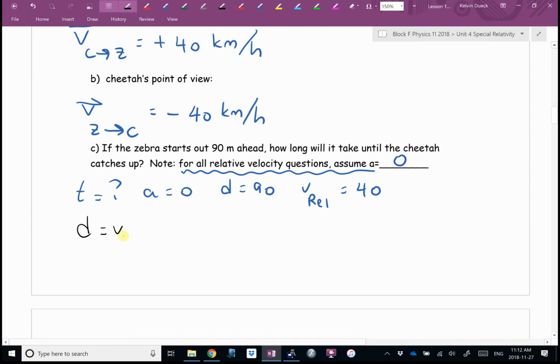Okay, so you ready? We're going to modify it just slightly. So it starts out like this, but what's your acceleration in all relative velocity questions? So that whole thing vanishes. And if you're not speeding up or slowing down, your v initial is your v final, is your v relative. In other words, here's the modified version that we're going to be using for this unit. d equals relative speed times t.